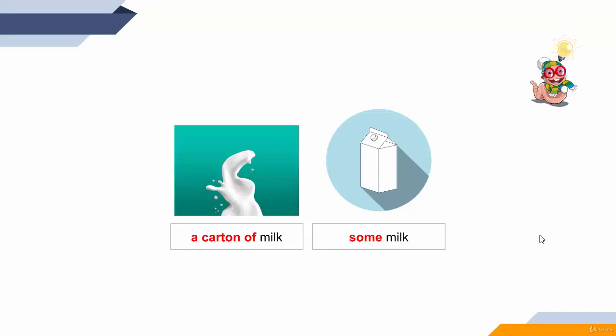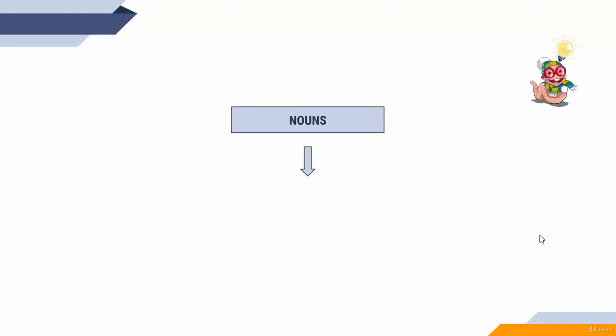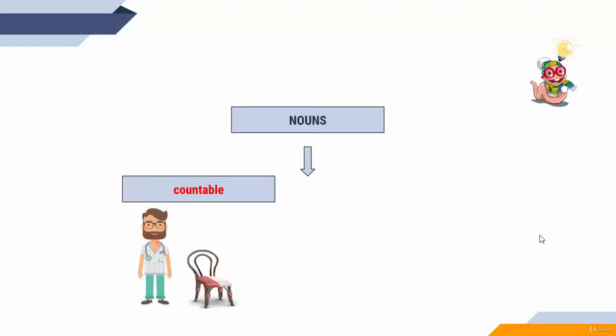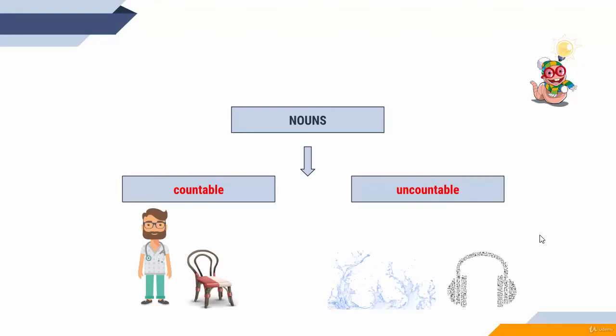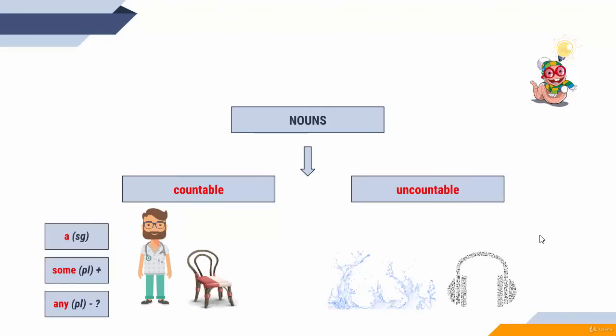Uncountable noun. To make it countable, you need to put a "of what" in front of it: a carton of milk, a bottle of wine, a loaf of bread. When you don't want to specify how much exactly you want, you say some milk. So we remember that nouns are countable and uncountable.